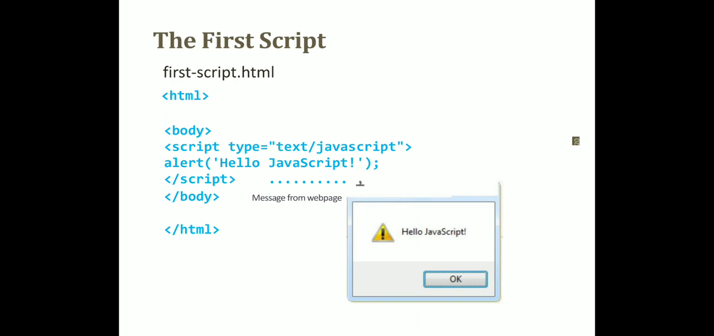And the first script.html we have created here, JavaScript first script. In the body section we have included JavaScript and an alert given as hello JavaScript. So you can see the output as an alert symbol and hello JavaScript.